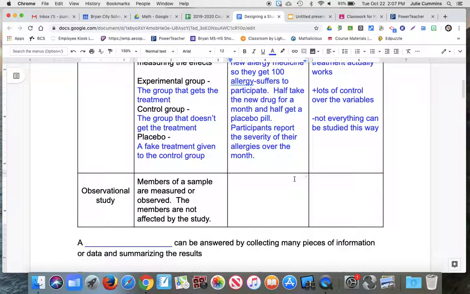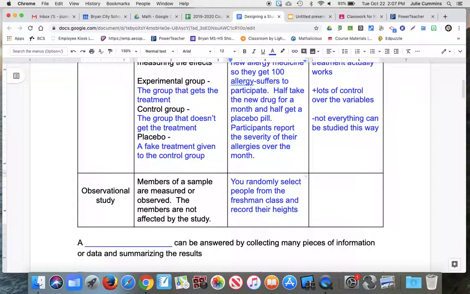The last type that we have is an observational study. So that's where we take our sample and we measure or observe something about it, but they're not affected. So it's different than the experiment because we're not doing anything to them. We're maybe measuring something or just watching something about them. So an example is you randomly select people from the freshman class and record their height. This is an observational study because you're just taking people from the freshman class, you're measuring something about them, and that's it. You're just collecting that data.